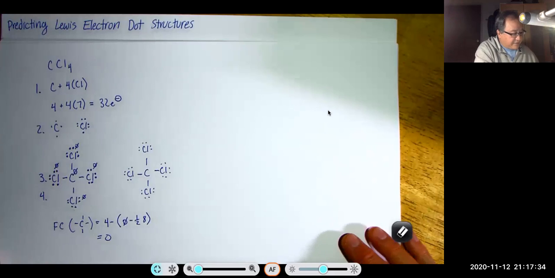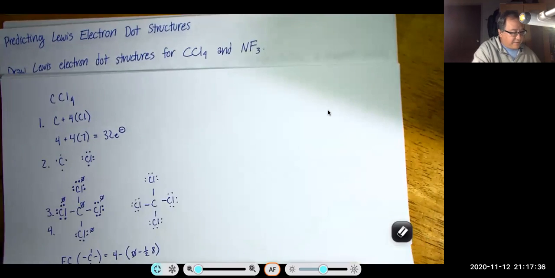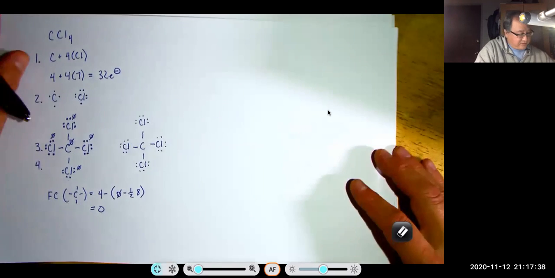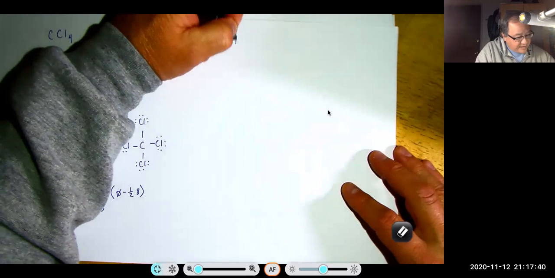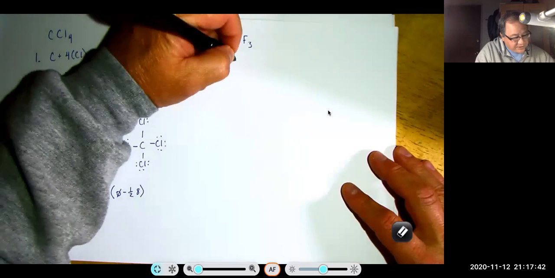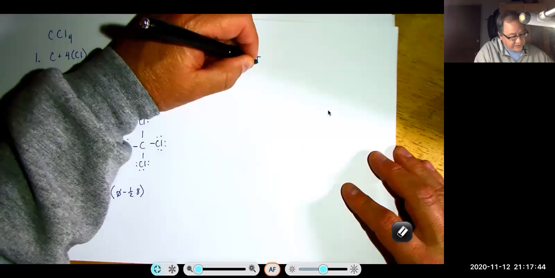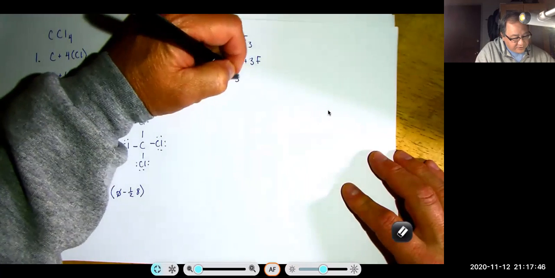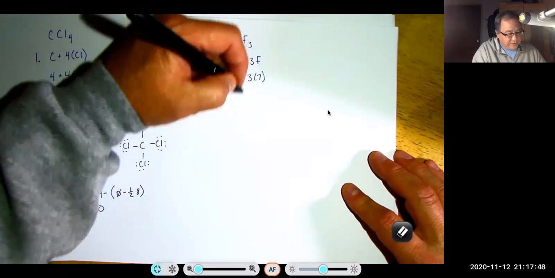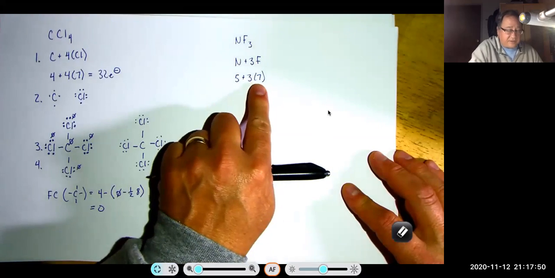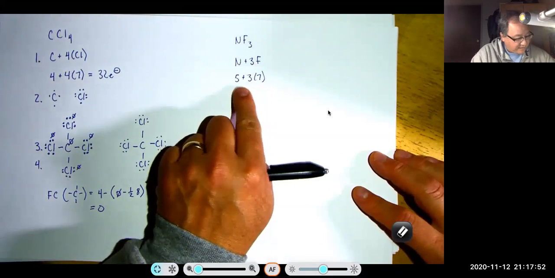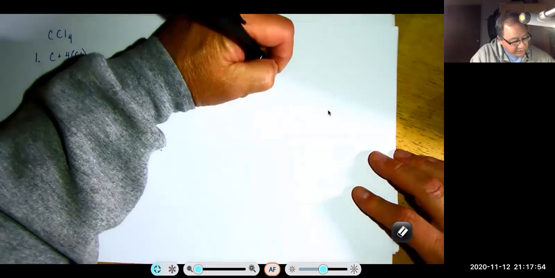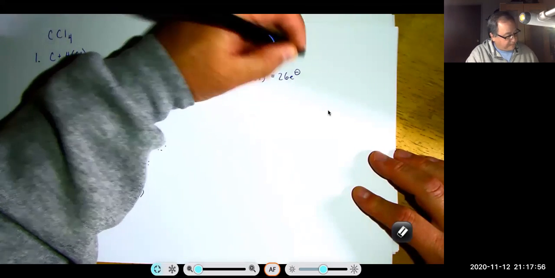Let's try this now for NF3. So NF3, a nitrogen plus 3 fluorines, which is 5 plus 3 times 7. 3 times 7 is 21, plus 5 is 26. So we need 26 electrons.